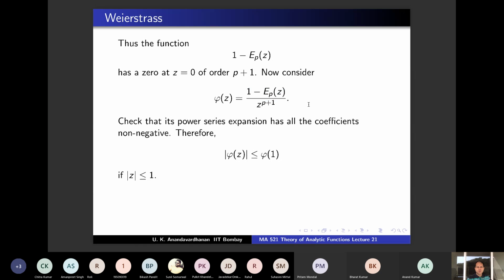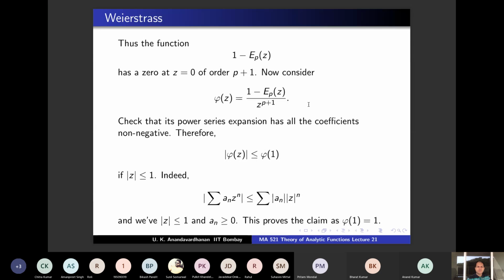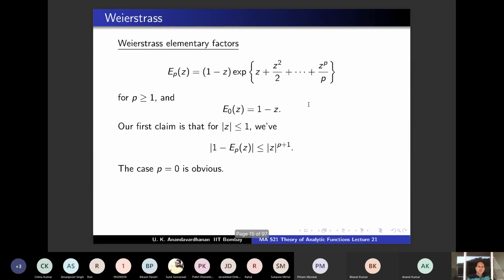So this is a simple computation. Indeed it follows from this, and summation mod a_n is exactly phi of 1, and phi of 1 is 1. Okay, so you've got: for mod z less than or equal to 1, 1 minus the elementary factor, its modulus is bounded by mod z power p plus 1 for the pth elementary factor.